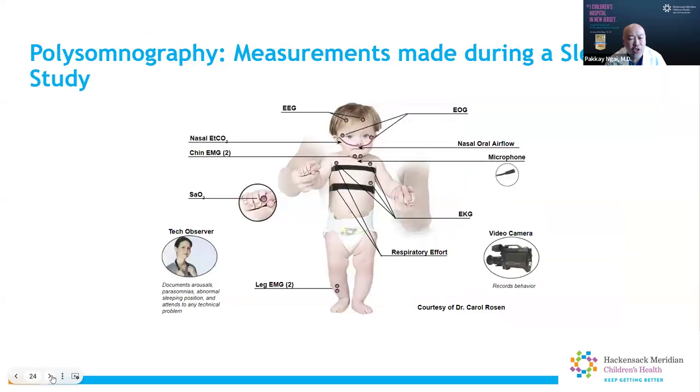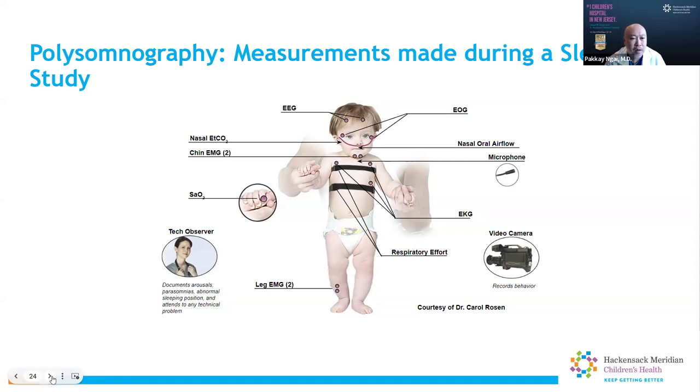And this picture shows the standard types of monitoring used in sleep labs, this one for a younger child. And you might think, how is my child ever going to sleep with all this on? So we don't expect a child to sleep like they do at home, but really a large majority of the children are eventually able to sleep, and at least for a minimum of six hours. And none of the attachments are painful or break the skin.